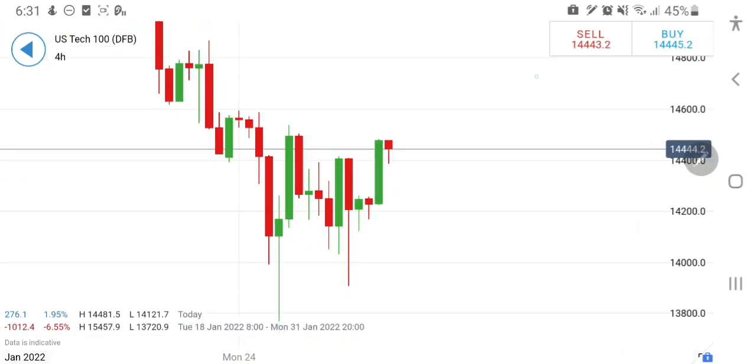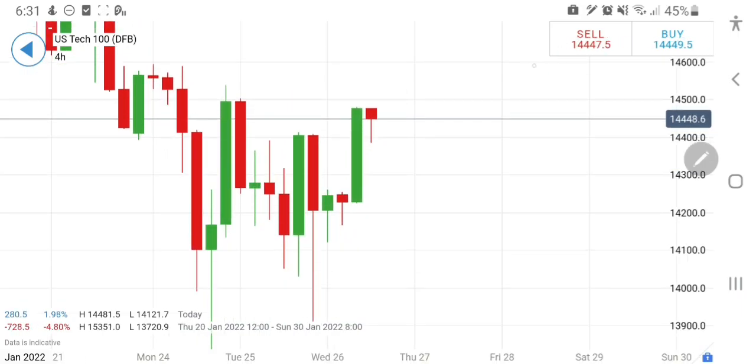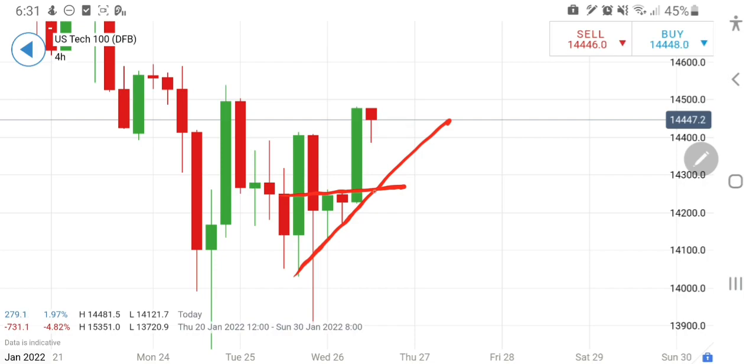Right now the stronger resistance, if you look at the closer charts, the first 14,400, then the 14,500 zone, and then the 14,600 zone. This zone is very important resistance for US100. Now also let's have a look at this chart, the 4-hour chart. This morning I shared this zone, that once it goes past 14,250, definitely it will try to give you a strong breakout.